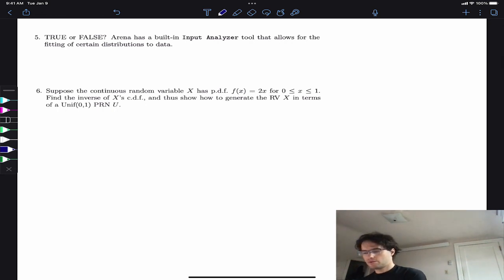Question 5. True or false? Arena has a built-in input analyzer tool that allows for the fitting of certain distributions to data. That is also true. It's a pretty cool tool, and I will say that having a tool that allows you to fit distributions to data is a very common feature among any kind of simulation programs or any kind of statistics programs. But Arena also has it as well.